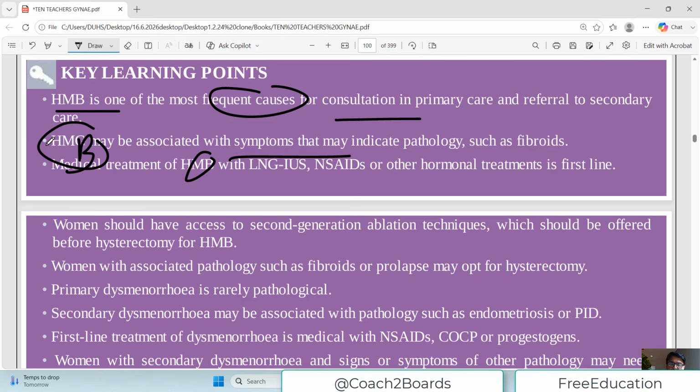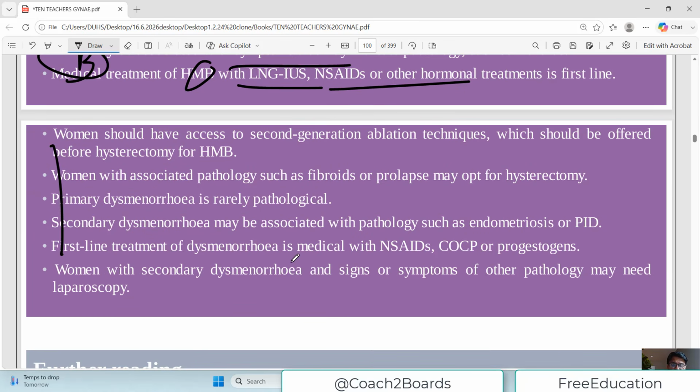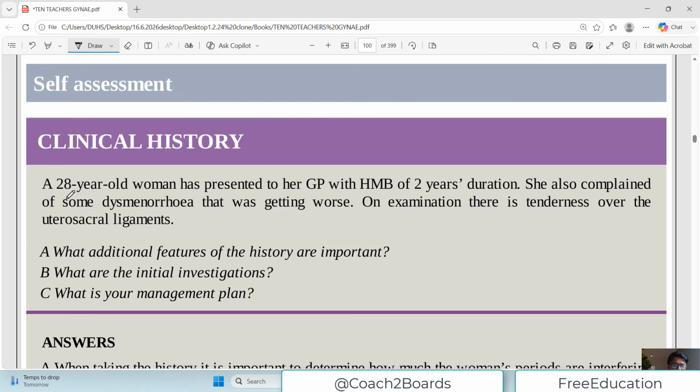This should, I guess, be HMB, not HMG, right? LNG, NSAIDs, we have talked about all of this, right? Now, I think there will be a case.